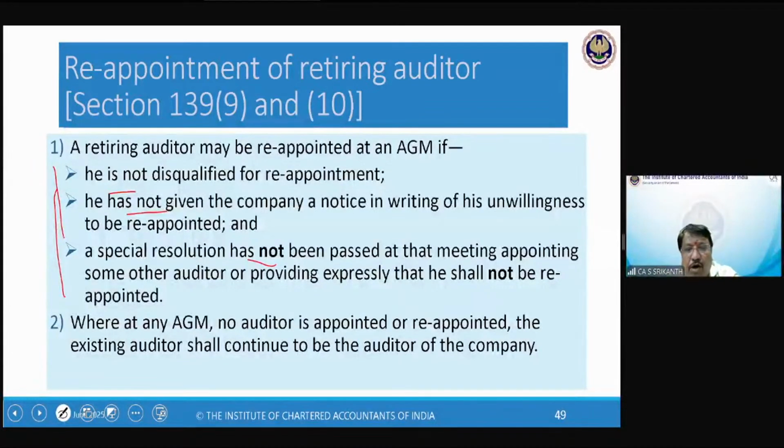Where at any AGM, no auditor is appointed or reappointed, the existing auditor shall continue to be the auditor. Be careful, this cannot apply to a rotational case. Only for non-rotational cases, where the company is not required to rotate. Only then this can happen, otherwise no. Okay. But in the meantime, suppose he is disqualified, or he has given a notice that he is unwilling to be reappointed, or a special resolution has been passed appointing some other auditor, providing expressly that he shall not be reappointed, then he cannot continue.